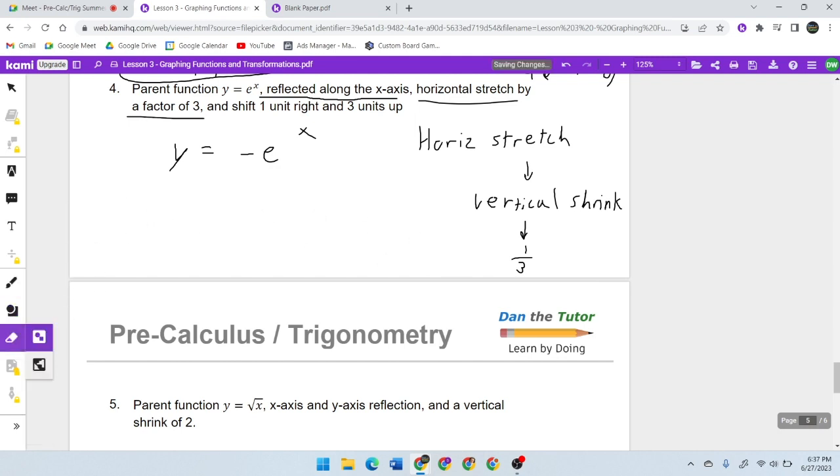So that means I'm going to put the 1/3. Let me just erase it here. I'm going to give myself some room. It's going to be negative 1/3. There we go. Now we've covered the reflection and I've covered the horizontal stretch.